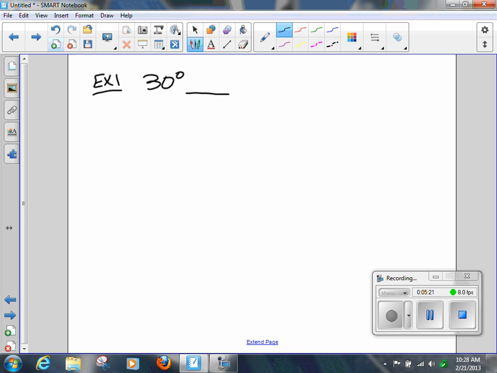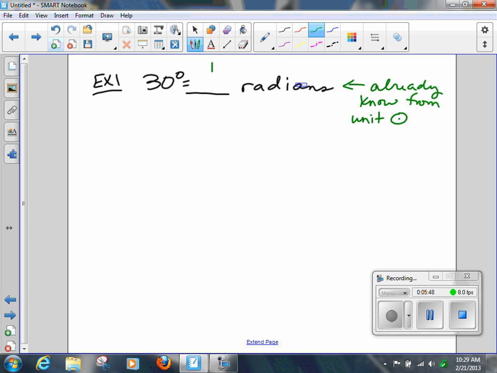30 degrees. You already know this, but we're going to prove it. We already know this from the unit circle. What is 30 degrees as a radian angle measure? It's pi over 6. All right? We already know that, but we're going to prove it. Okay? Proof without it being a proof. Mathematically, how are we going to prove it?